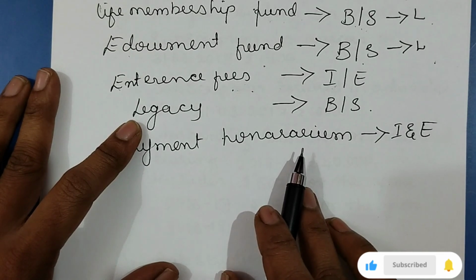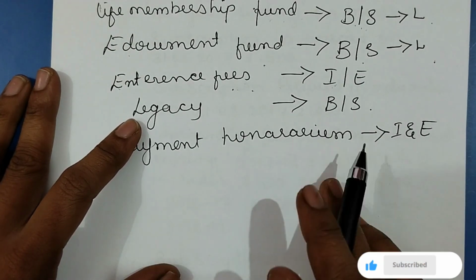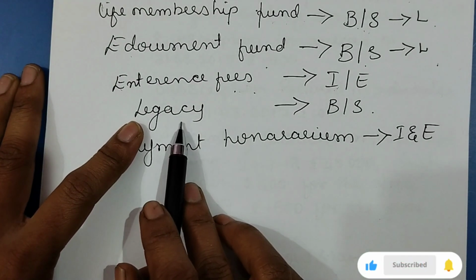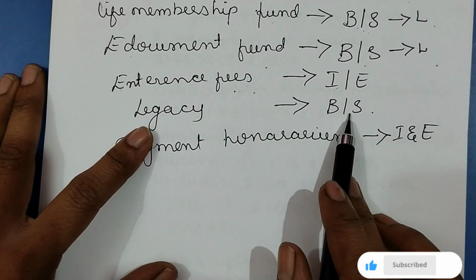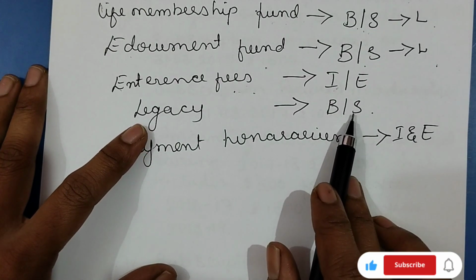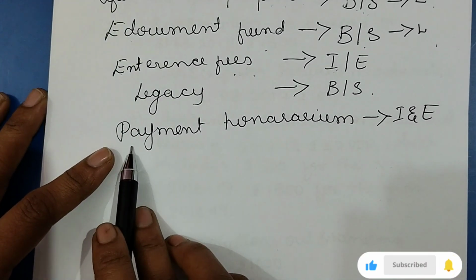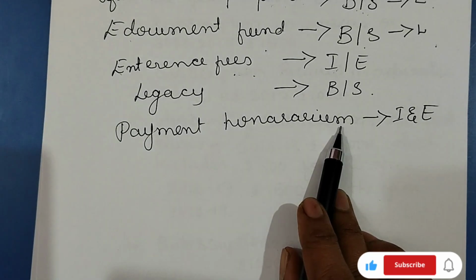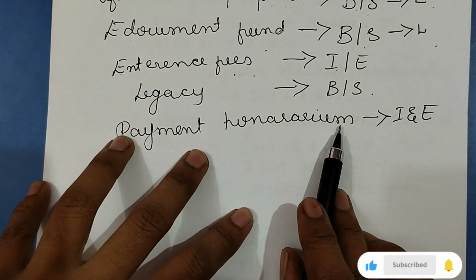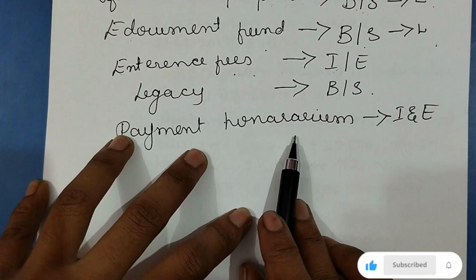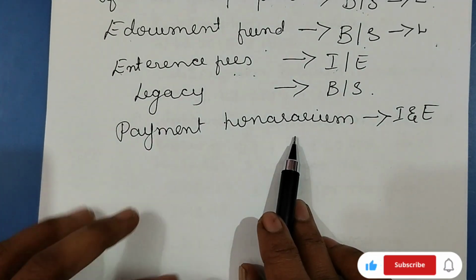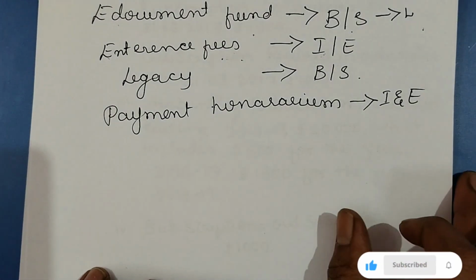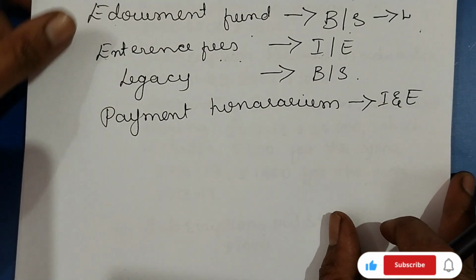When the person dies, the whole property will be recorded to transfer the property under the trust name, that is called legacy. So that's why this will be recorded on the balance sheet side, it will be capitalized. And payment of honorarium. Honorarium means when you are a chief guest for any programs under NPOs, you will be facilitated, right? For that they will spend expenses to give gifts, fruits and all. So it will be recorded under the income and expenditure account. So these are the important points under the NPOs.